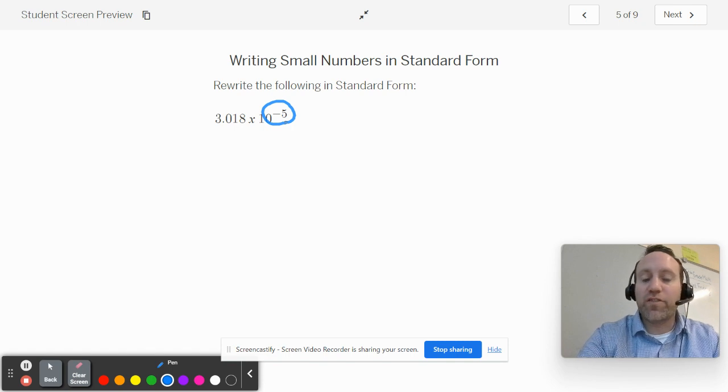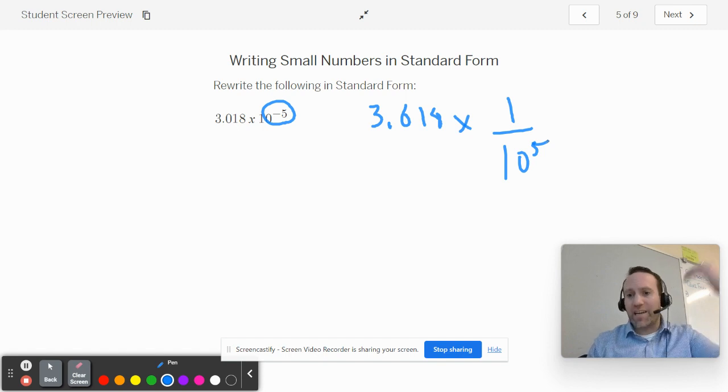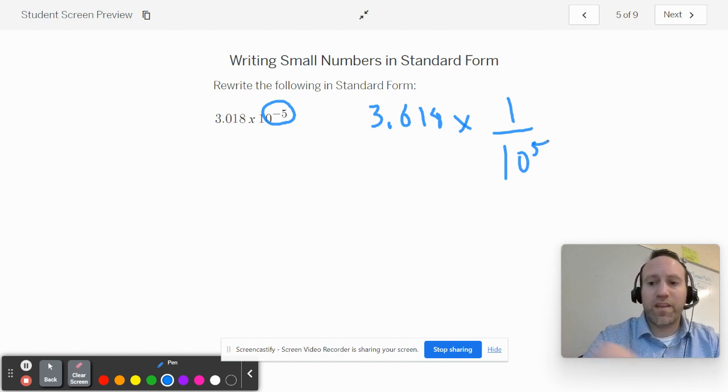So this is like taking 3.018 and multiplying it by 1 over 10 to the 5th. So we're actually going to make this number a lot smaller because 10 to the 5th is 100,000. So it's like we're taking 3.018 and dividing it by 100,000. To do that quickly, what you do is similar to what we did with the positive exponents, where we moved it to the right.